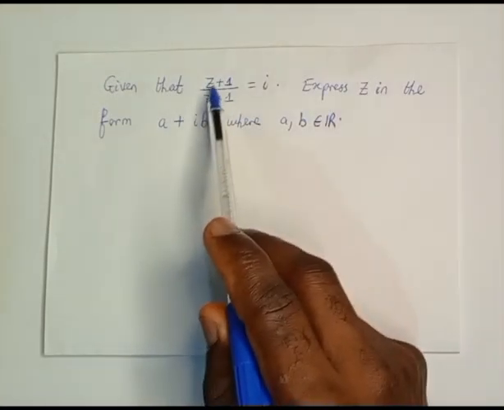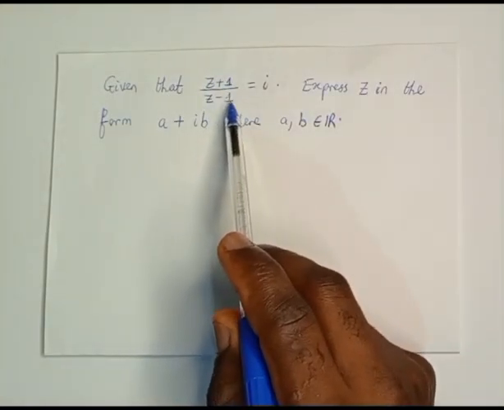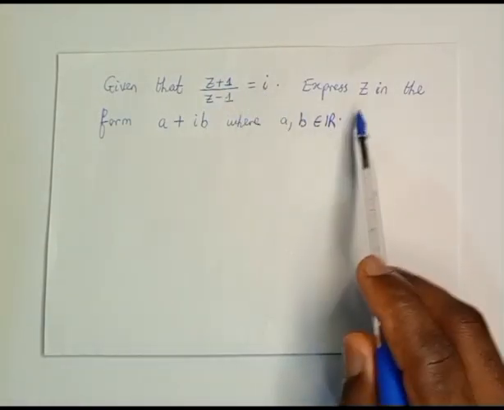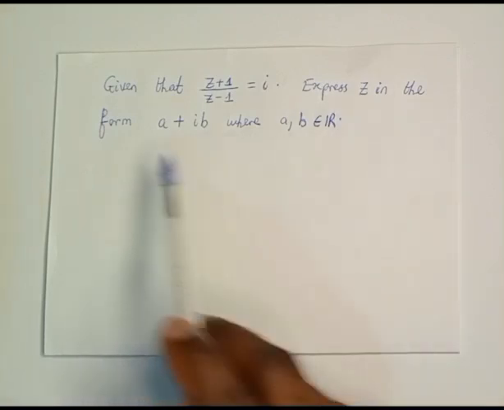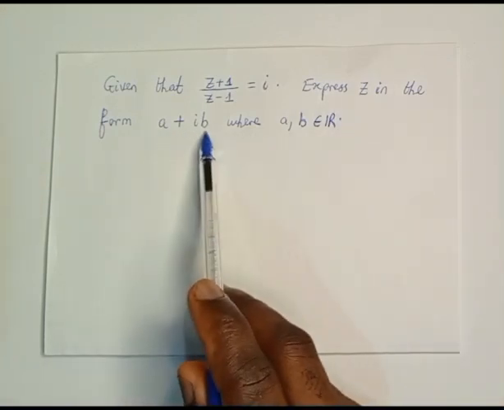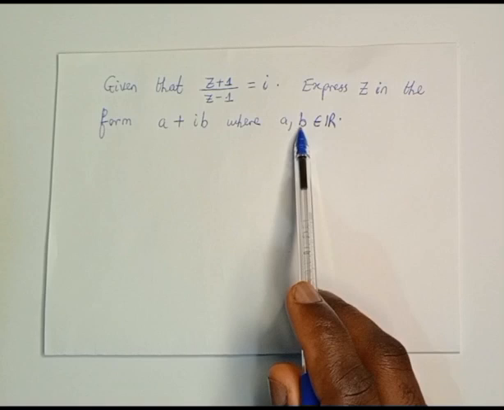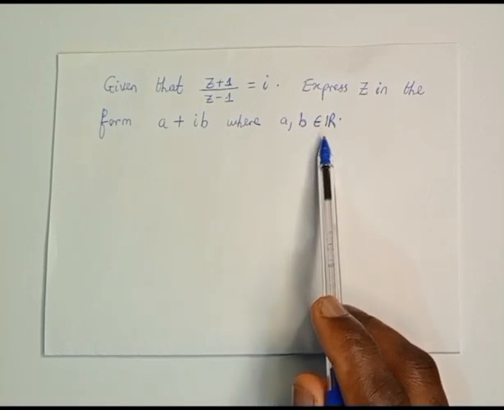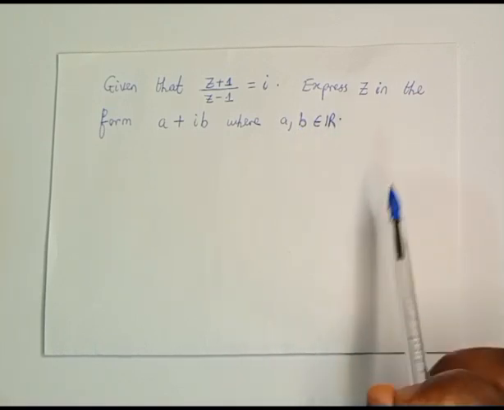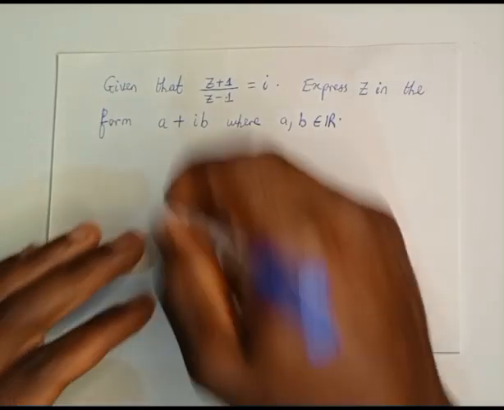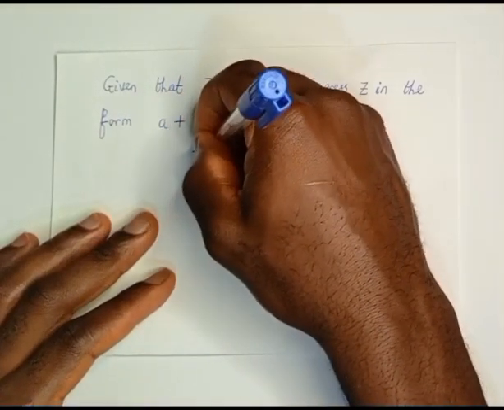Given that (z plus 1) all over (z minus 1) is equal to i, express z in the form a plus ib, where a, b belong to the set of real numbers. That means z is a complex number. We take the solution.